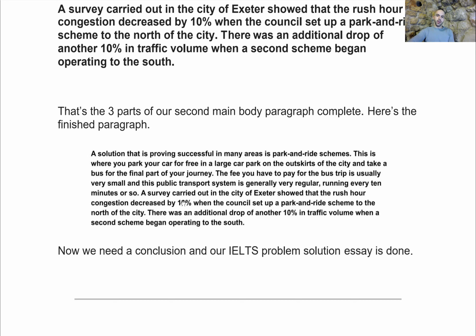A survey carried out in the city of Exeter showed that the rush hour congestion decreased by 10% when the council set up a park and ride scheme to the north of the city. There was an additional drop of another 10% in traffic volume when a second scheme began operating to the south. That's it. So now we need a conclusion, and our IELTS problem solution essay is done.